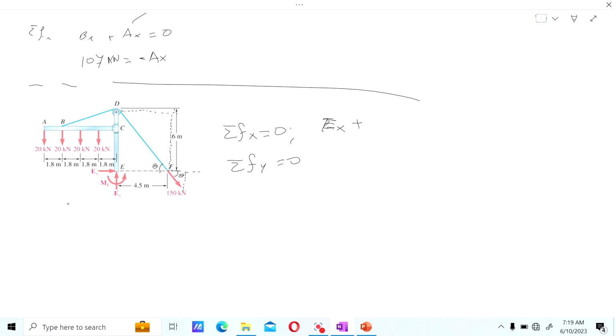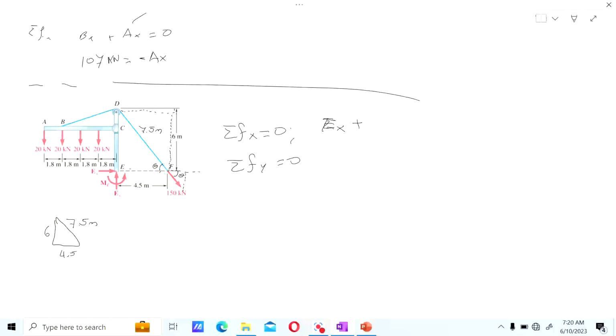We have a triangle with dimensions 4.5 and hypotenuse. We don't know the hypotenuse, but we know this side. Okay, so we can do two things. We can do tangent inverse of x over y, 4.5 divided by 6, or we can do the square root of 6 squared plus 4.5 squared, 56.25, and then square root, 7.5. Okay, so this distance right here, 7.5 meters, which is this hypotenuse.